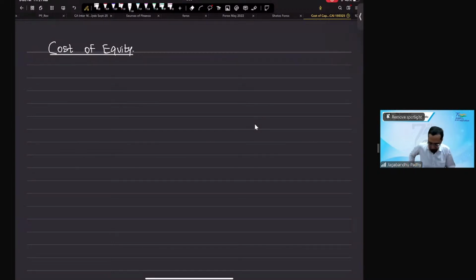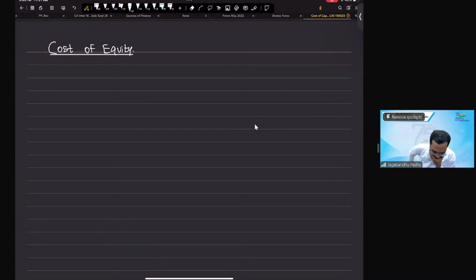Cost of equity. Cost of equity is going to be computed using different approaches. So there are in total four approaches which we are going to observe while calculating the cost of equity. Now, what are those four approaches?